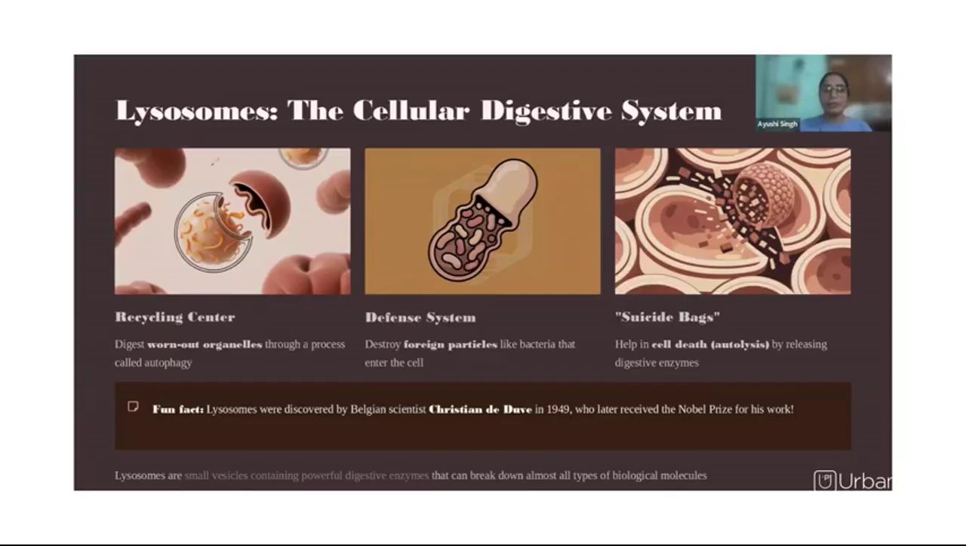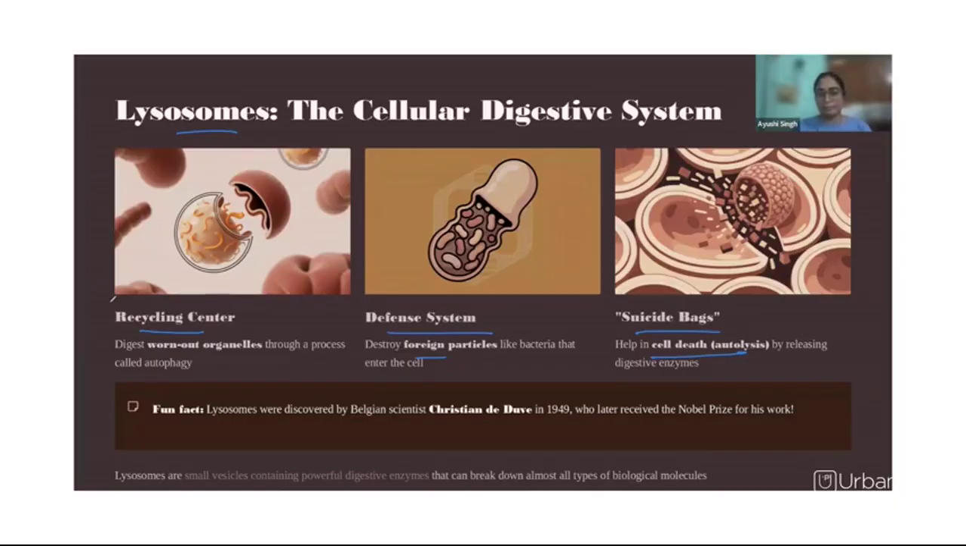So similarly, lysosomes take care of recycling if something is not needed. They also act as a defense system. If any foreign particle is coming, they take care of that, and they are also a suicidal bag. In case of cell death, like your restaurant closed completely, all the waste material would be thrown out in the trash bin. Similarly, if the whole cell somehow died, the lysosomes will digest itself.